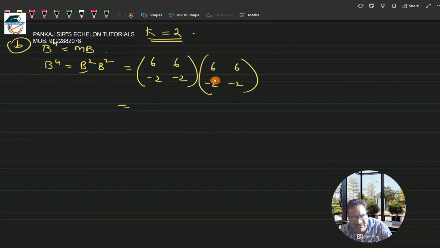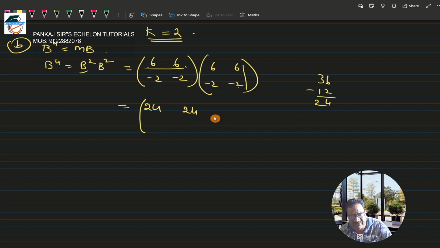So it will be first row, first column. So 6 6 are 36 plus minus 6 2s are 12. Okay, so 36 minus a 12 is a 4 and 2. So here I'll get a 24. Then this position I have to fill up. So first row and second column. So 6 6 are 36, again minus 12, so 24.